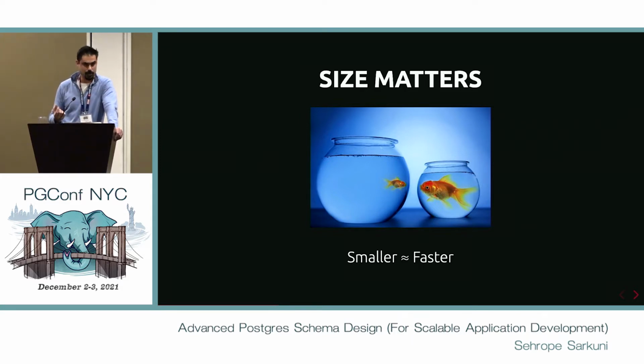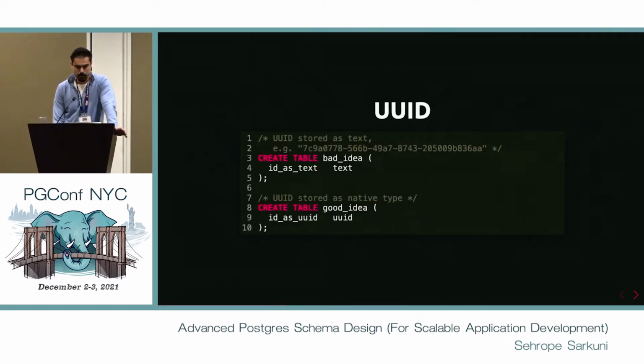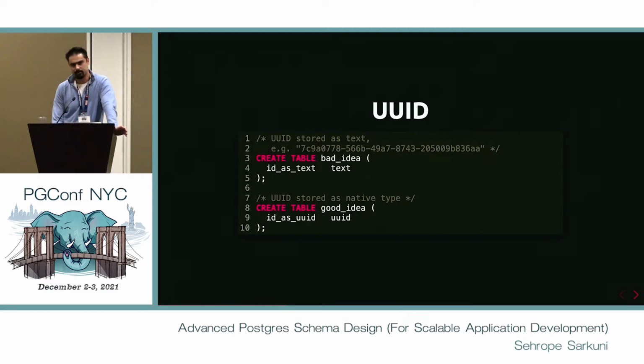Because you have this tiny fish there, and similar with these data types, the smaller the data type is and the more compact the representation is, the more you're going to be able to fit into memory, the more you're going to be able to fit into disk, and the smaller your indexes are going to be. So one of the probably best and worst examples of this, depending on how you look at it, is UUIDs.